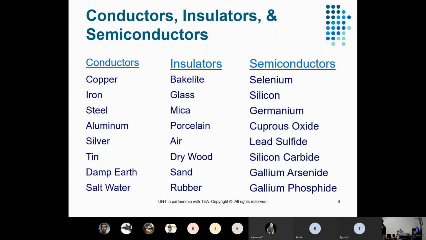So here we go. Conductors and insulators, here's some examples. Conductors: copper, iron, steel, aluminum. What do all those things have in common?